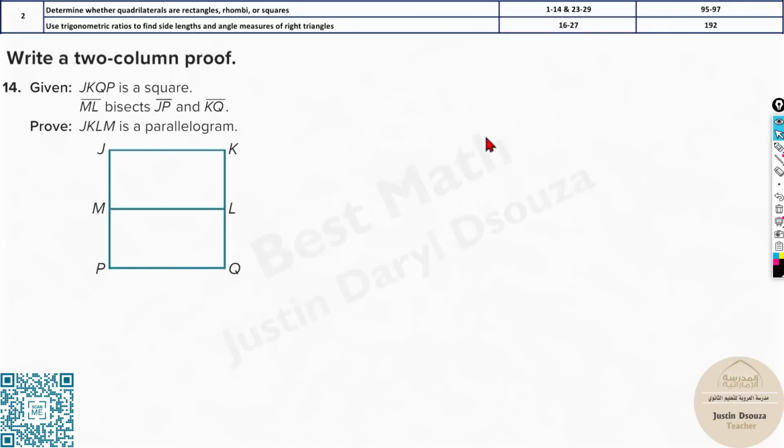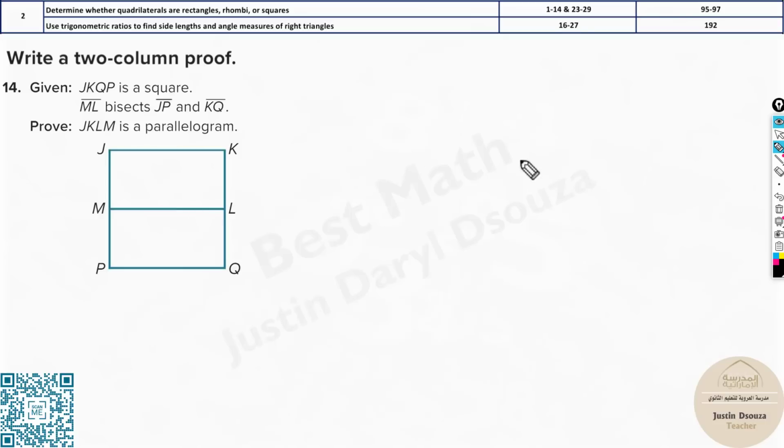Now over here there's another one. I think this is the last one. Yes, it's the last one, I believe. Now JKQP is a square. This is a square, already told. ML is bisecting JP and KQ. We know JKLM, the above one, is also part of it. We know only that the entire figure is a square, but we don't know whether the above figure is a square or not. We have to prove this above thing is a parallelogram.